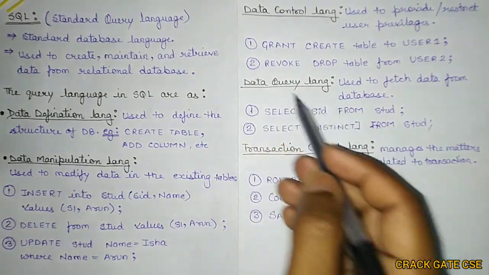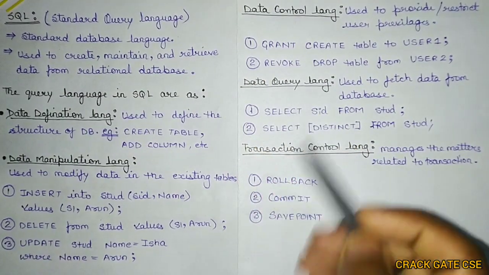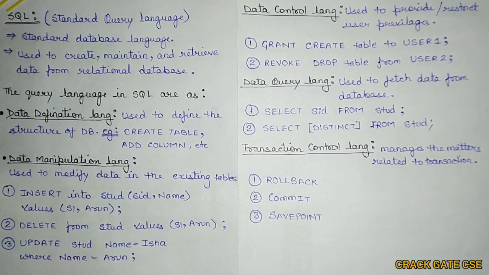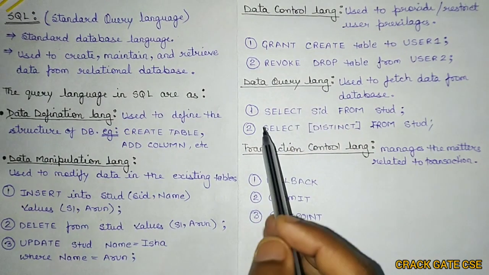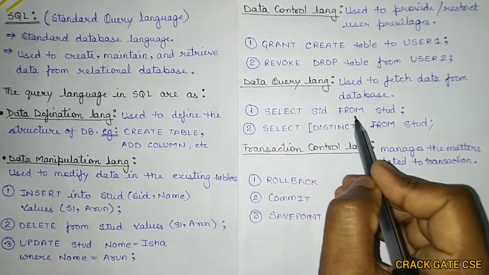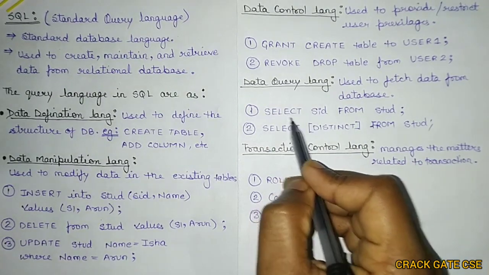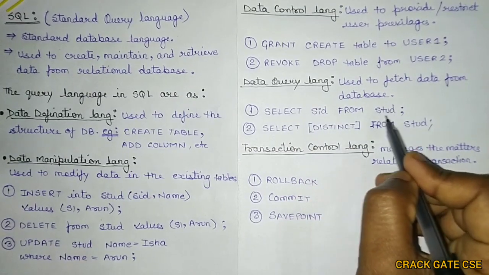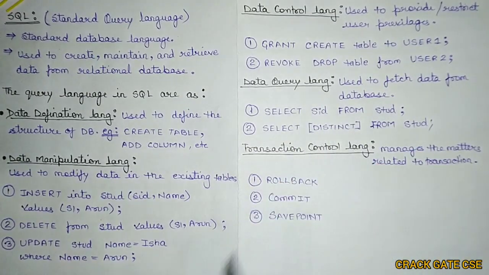Similarly, data query language is mostly used, and it is used to fetch or retrieve the data from the database. So if you want to extract any information from a particular database, we need to use these queries, in which we have SELECT attribute FROM table name. So what is the syntax? SELECT attribute FROM table name. So the attribute name is SID, the table name is student. This query will give you all the student IDs of the student table.